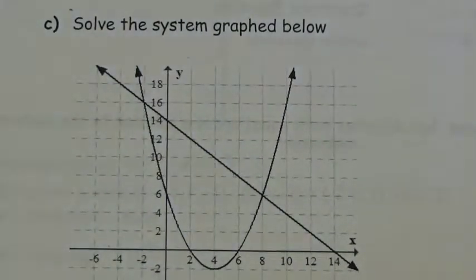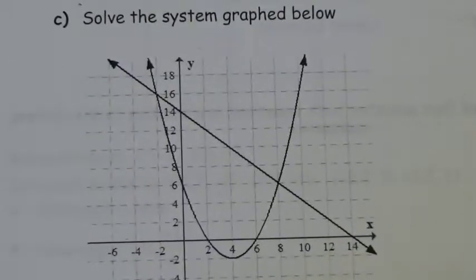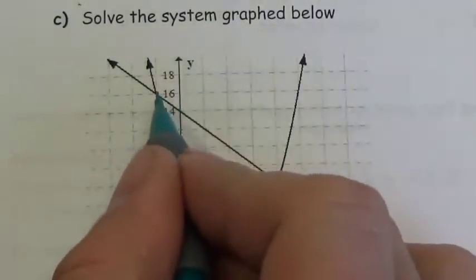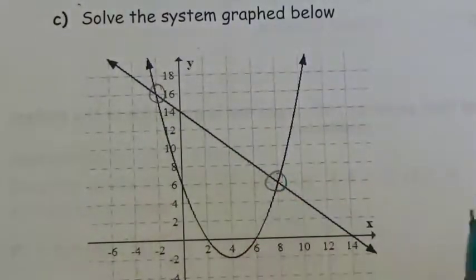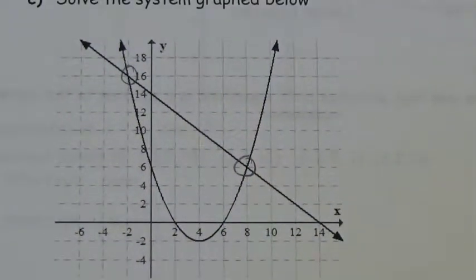And just so that we're really clear on what's going on here, solve the system graphed below. I'm not even given the equations here. If you look around, there are no equations for this. So I'm not going to be able to do this by entering things into the calculator and letting the calculator do the work. I have to know that that's a solution and that's a solution, and I need to be able to read those points off of a graph.